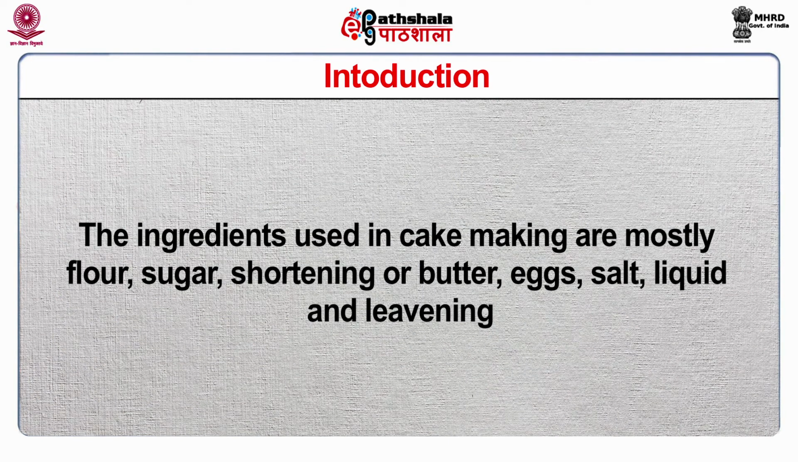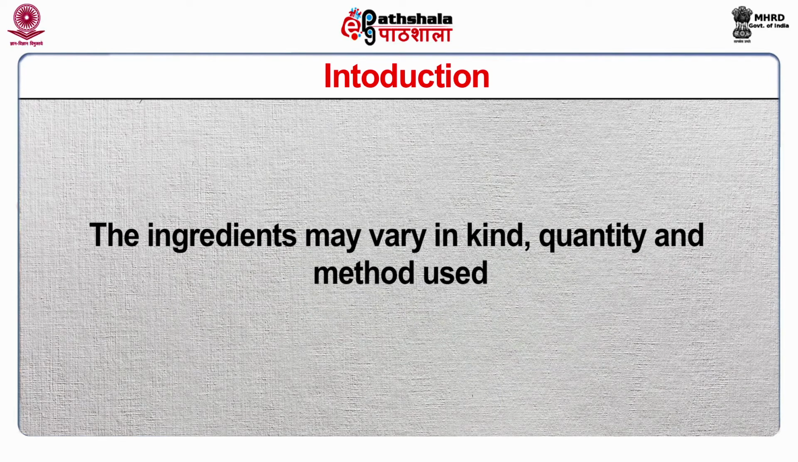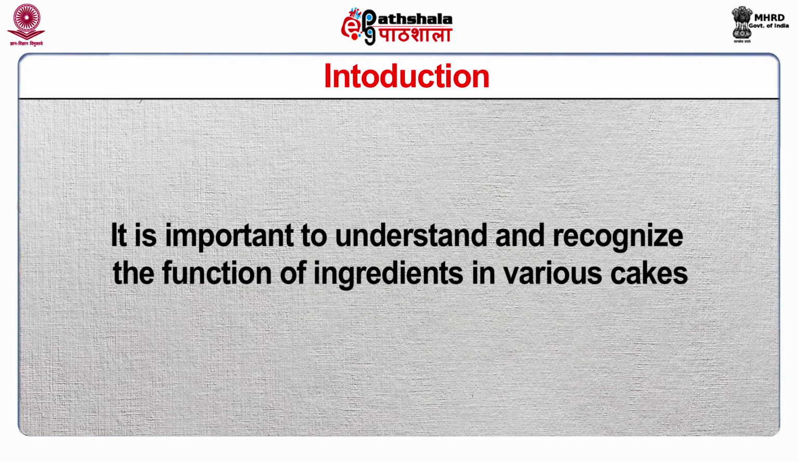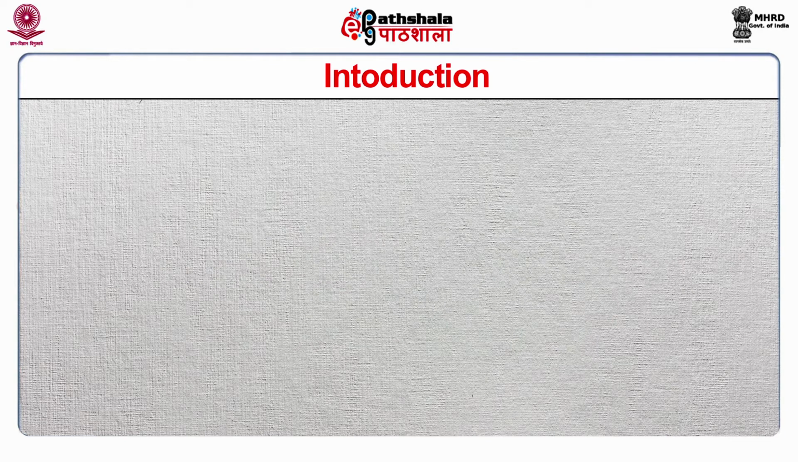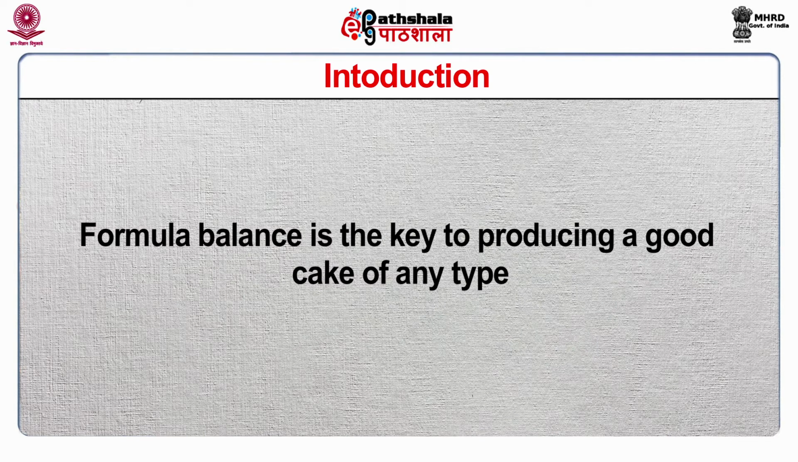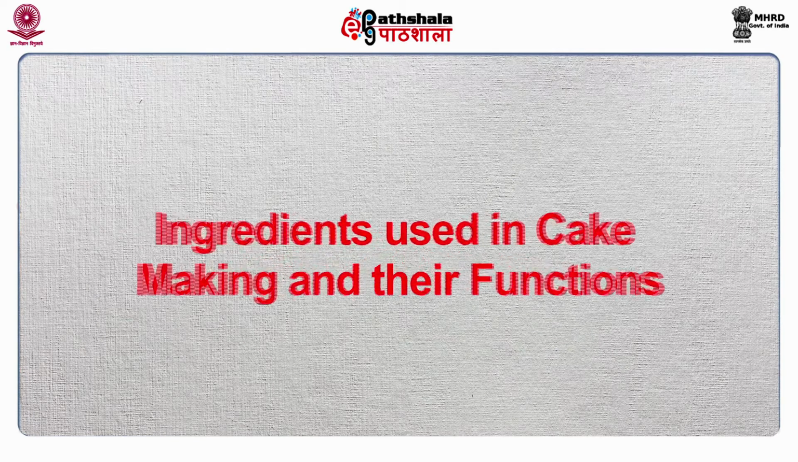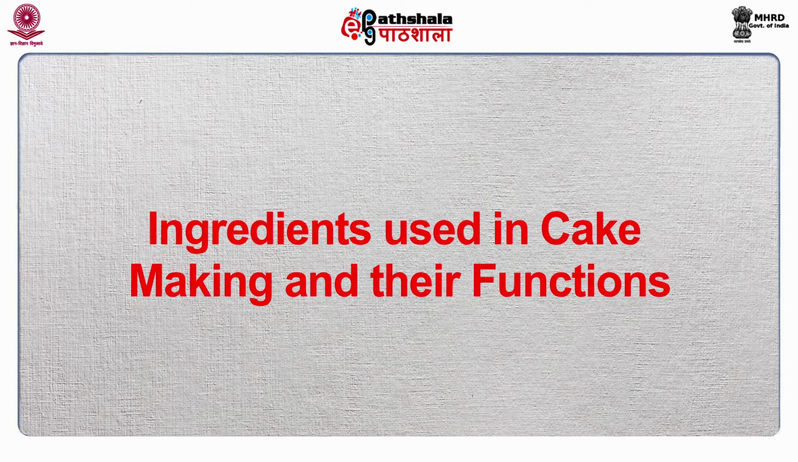The ingredients used in cake making are mostly flour, sugar, shortening or butter, egg, salt, liquid and leavening. The ingredients may vary in kind, quantity and method used. It is important to understand and recognize the function of ingredients in various cakes. Formula balance is the key to producing a good cake of any type. Firstly, we are going to discuss the various ingredients used in cake making and their functions.